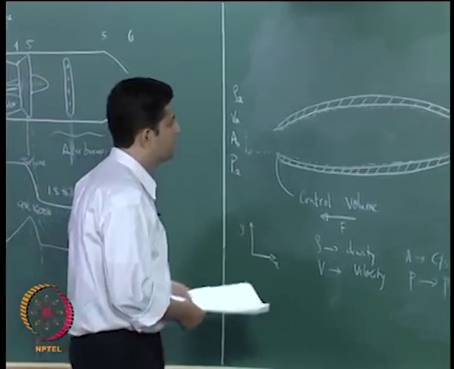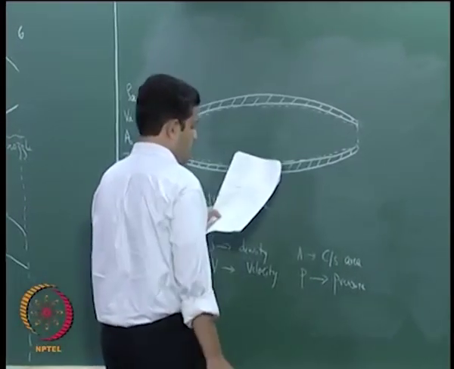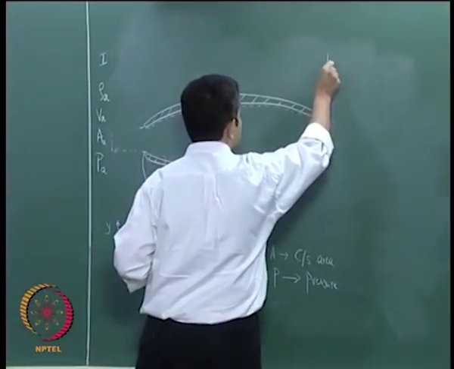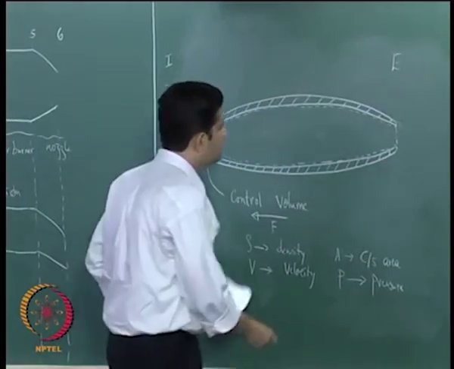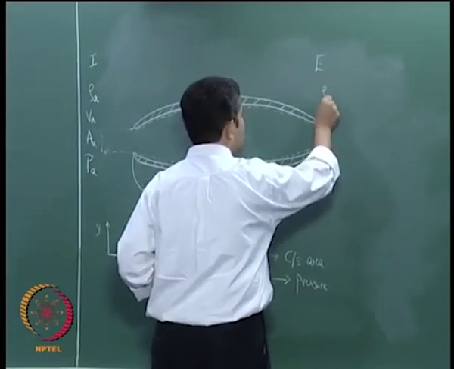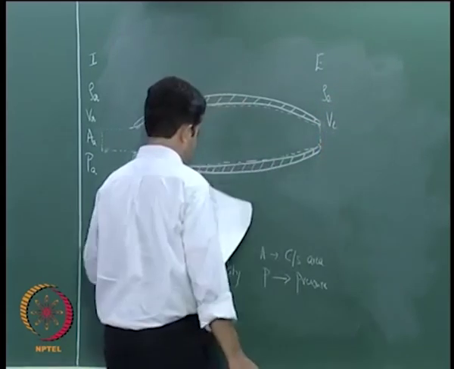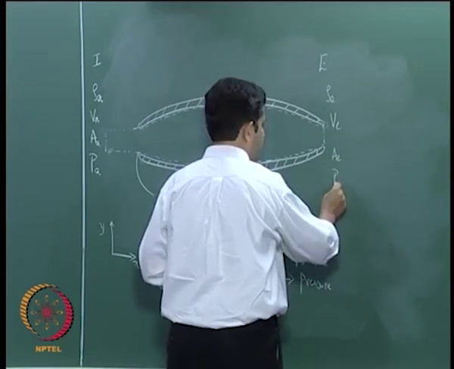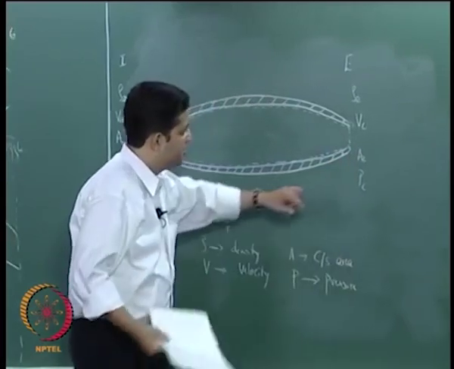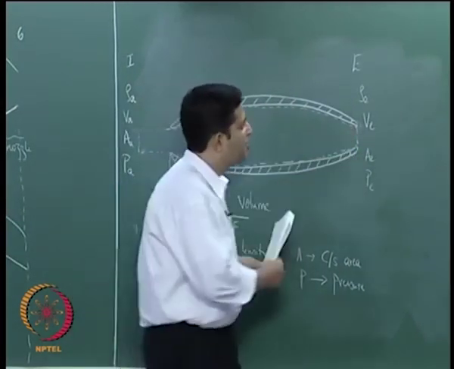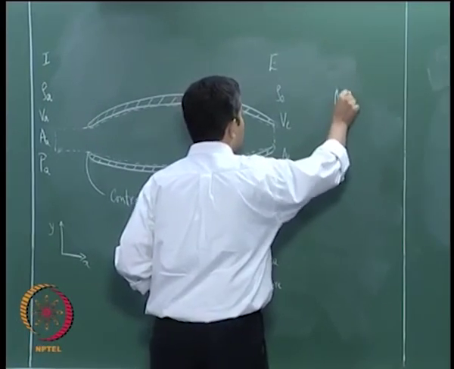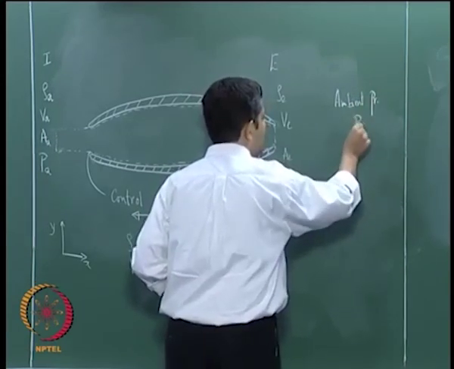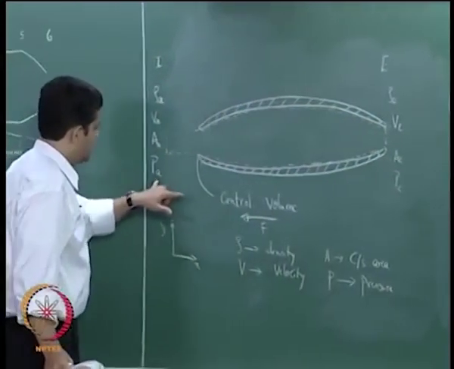Now, for similar quantities at the exit section, let me call this the intake section I, and let me call this the exit section E. At the exit section, similar quantities would be rho E, VE, AE and PE. PE is the pressure at the exit of the nozzle, and the ambient pressure is still PA, okay, that is the same as this.